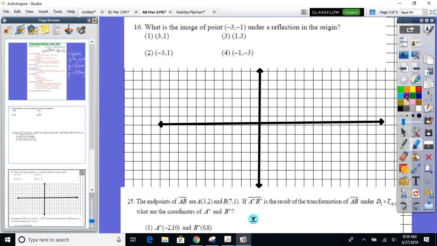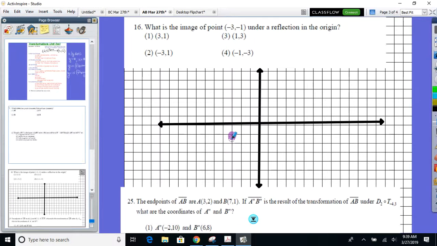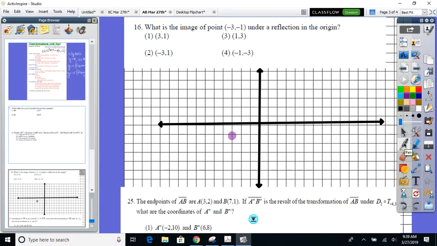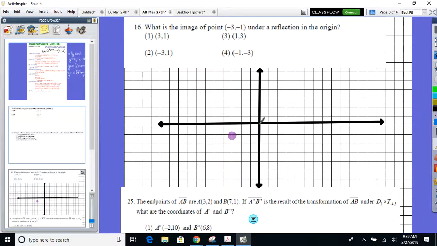All right, here we go. I got -3, -1. I'm going to reflect it through the origin. So we use our slope. Over and up, how many to get to the origin? Over 3, up 1. Match that distance on the other side: over 3, up 1. Here is my reflected point, and that point is 3, 1.